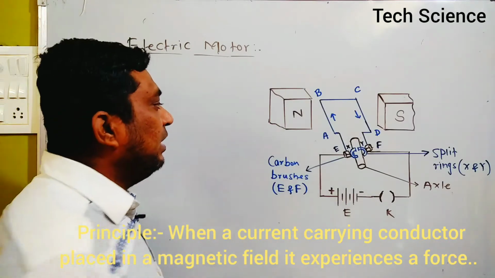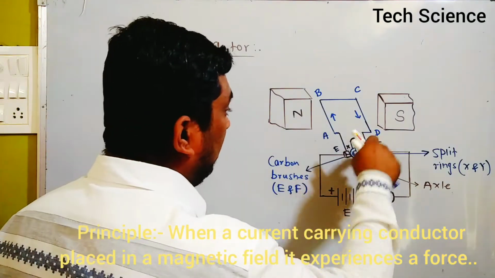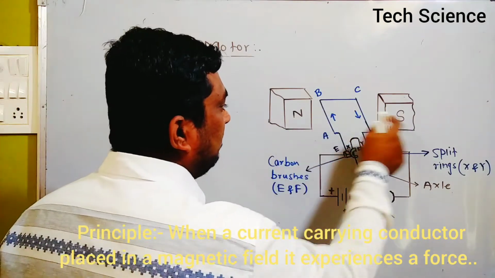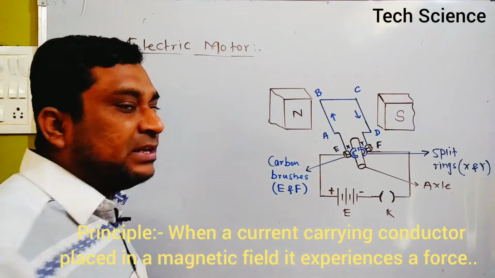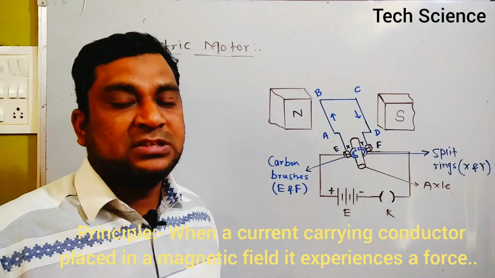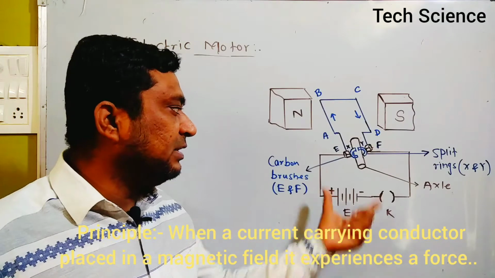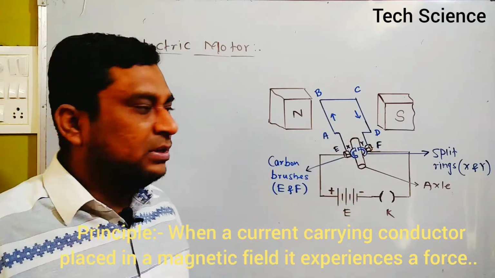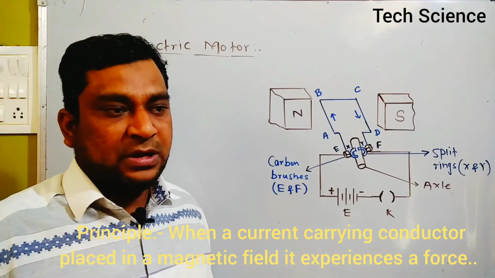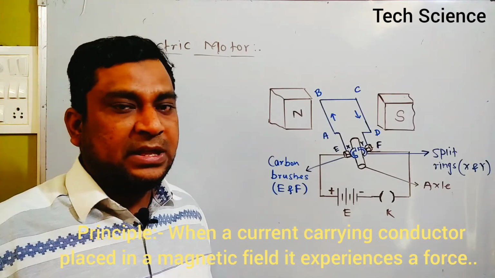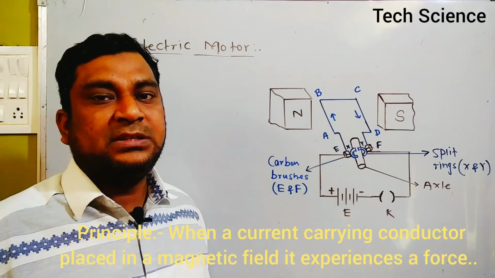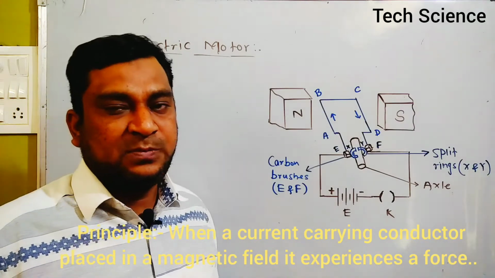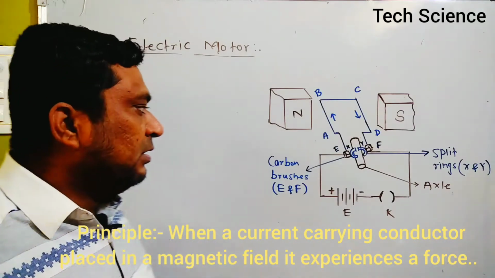What is the idea? Here this is the coil, and when this coil carries current, it is nothing but a current carrying conductor. When it is placed in a magnetic field, this coil experiences a force, and because of that the coil starts to rotate. That means electrical energy is converted into mechanical energy. Rotation means mechanical energy. So this is the principle: when a current carrying conductor is placed in a magnetic field, it experiences a force, and because of that the displacement of the conductor occurs. This is the second point.